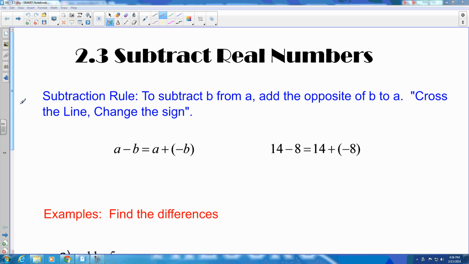So if you look at the general equation, a minus b can simply be turned into a "cross the line, change the sign" situation, where crossing the line means you make it a plus, and then you change the sign of whatever b is. The example here is 14 minus 8, which equals 14 plus a negative 8. Once you make it an addition problem, you use the same rules as you did from section 2.2.